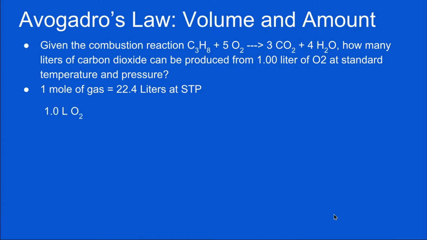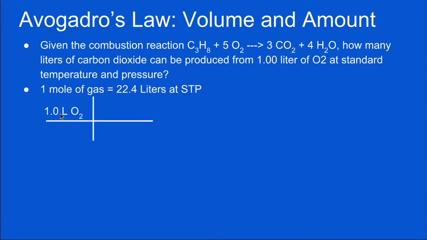So we start with 1 liter of our oxygen gas, and we want to convert this into the number of moles, because again, we can't compare liters and grams using a chemical equation. We need to compare moles. So we're going to take this 1.0 liters of oxygen gas and convert it into its number of moles. So use the conversion factor of 1 mole is equal to 22.4 liters.